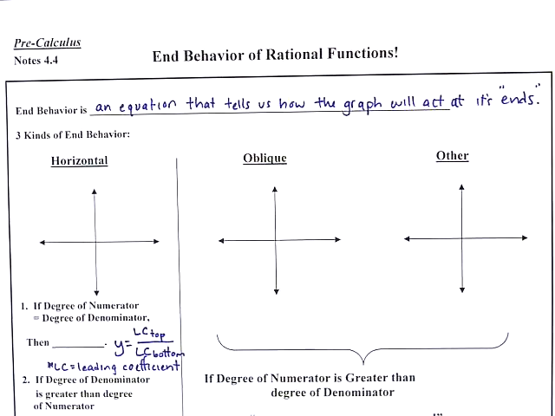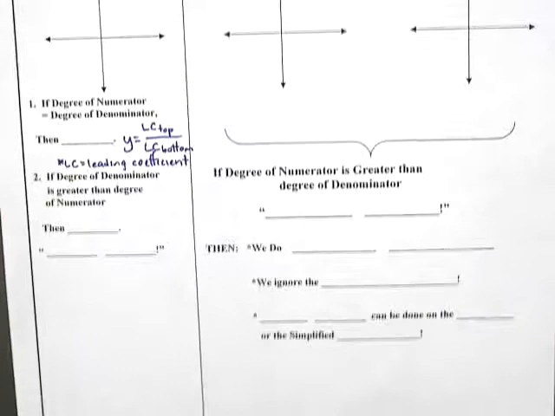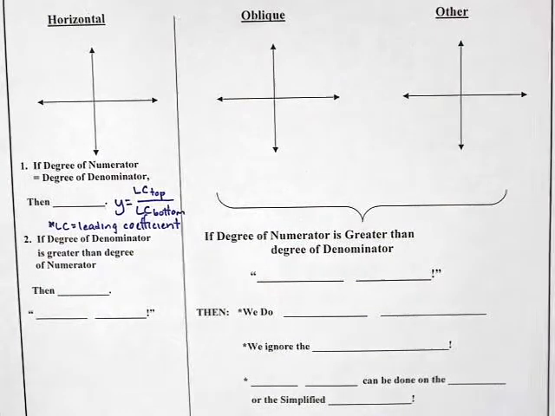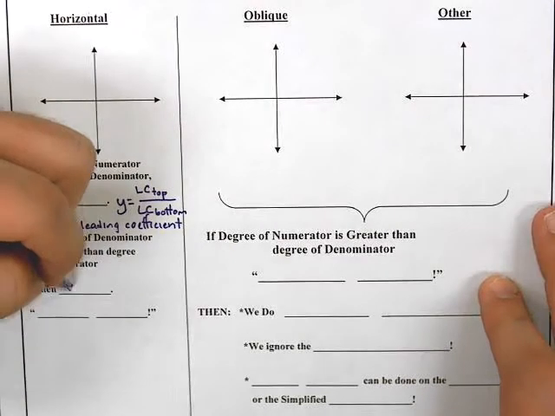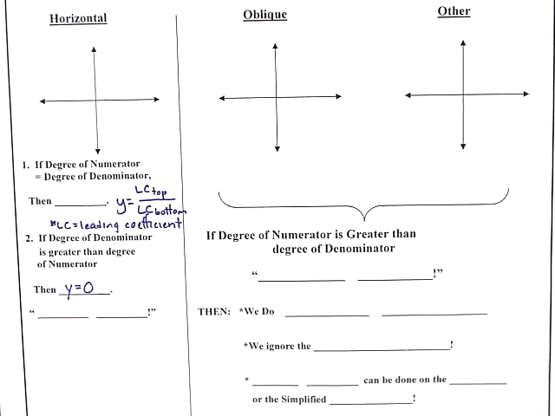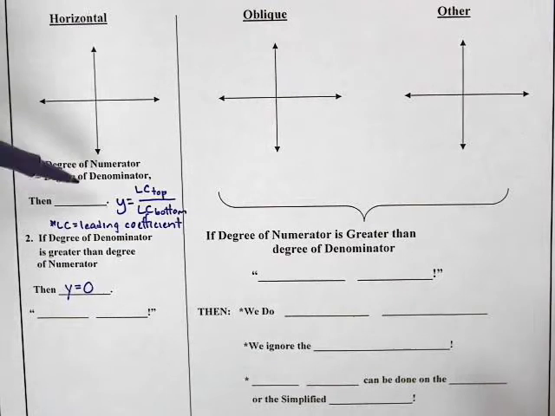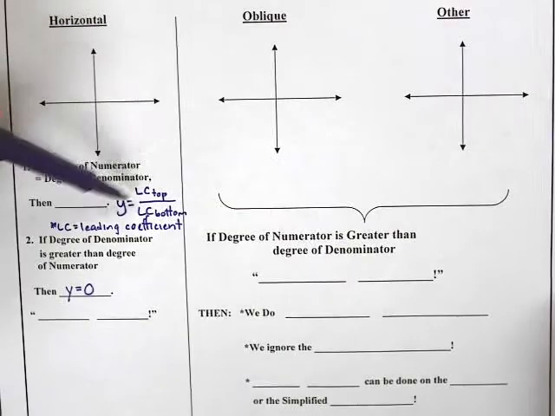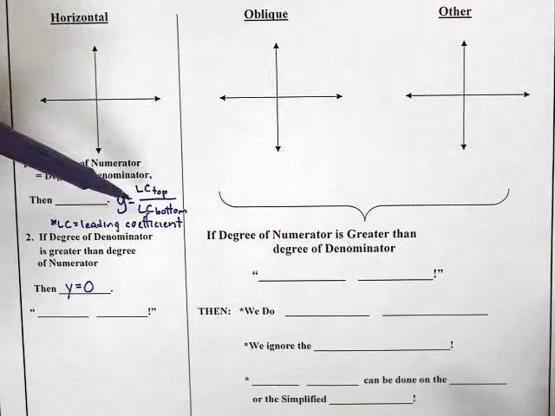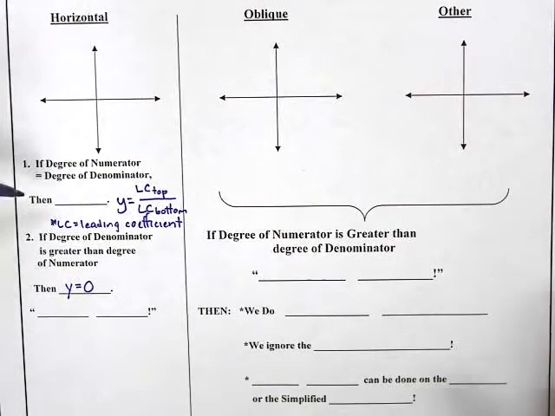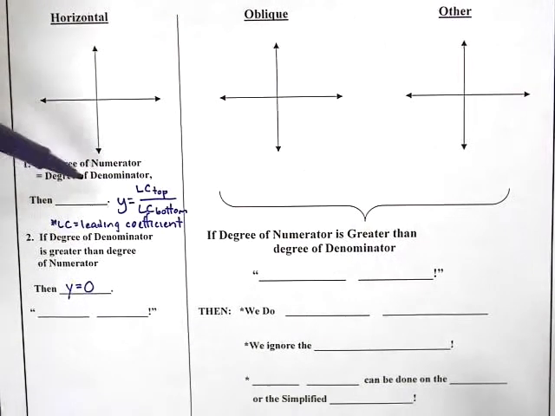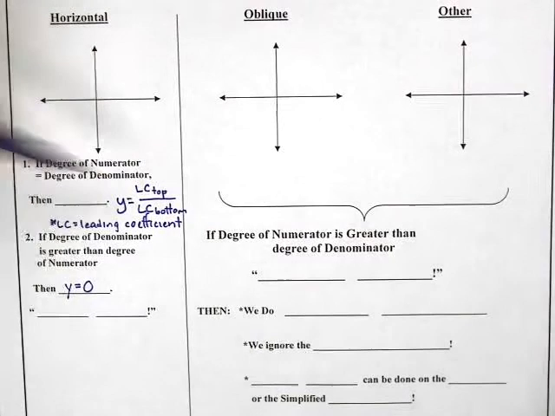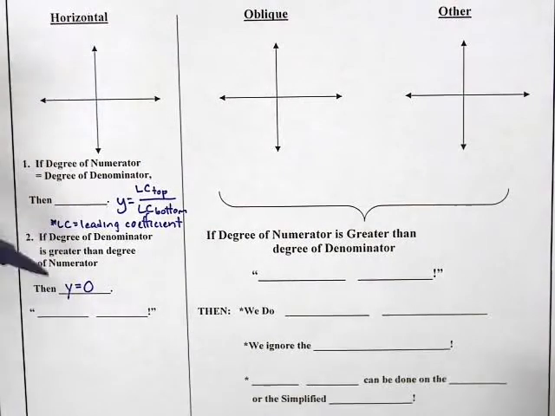We remember that one. The other one that we know is when the degree of the denominator is greater than the degree of the numerator. That one's super easy. Whenever that occurs, the horizontal asymptote will always be y equals 0. Okay? So in these two situations: if the degree of the denominator is the same as the numerator, then you use the ratio of the leading coefficients. If the degree of the denominator is greater, then you use y equals 0.